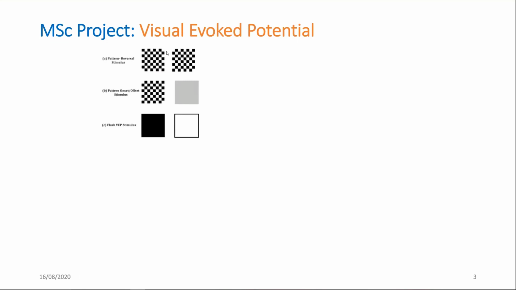So this one is the reverse of this one. And then we have another set of stimuli shown on the screen in front of the participants. They're showing either the checkerboard stimuli or something like a blank screen. And there is something called flash VEP stimuli, which is either dark or light. There's nothing in between.